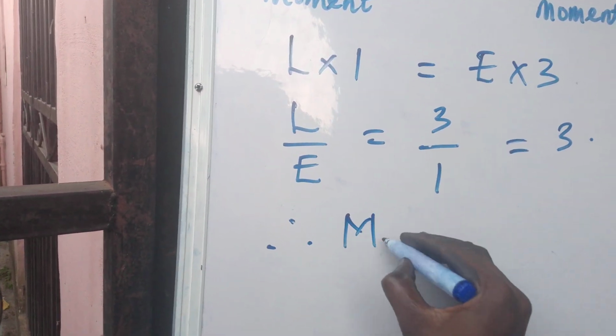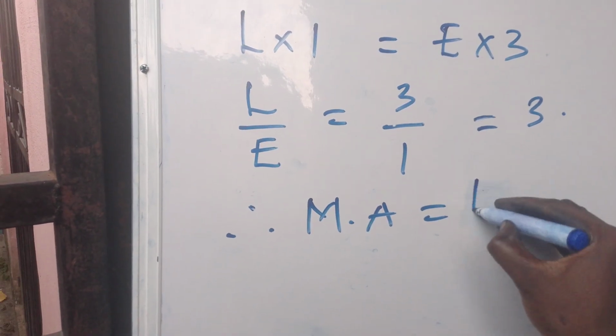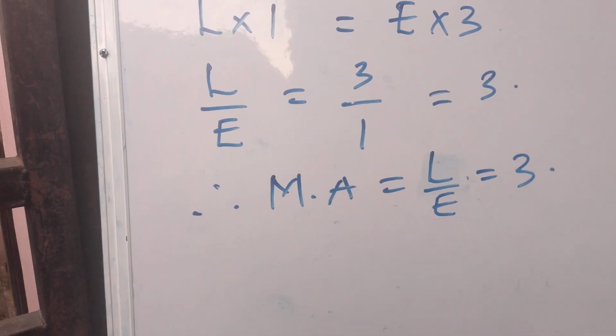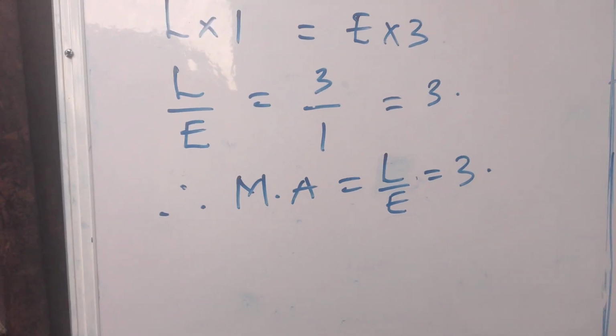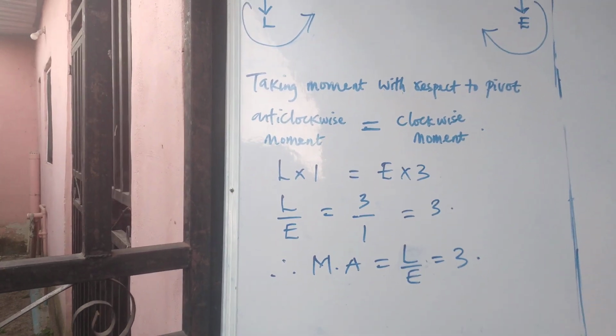Therefore, mechanical advantage is 3. You know, MA is equals to load over effort, which means that mechanical advantage is 3 in this case. Right, so let's look at the next case. Look at option D.